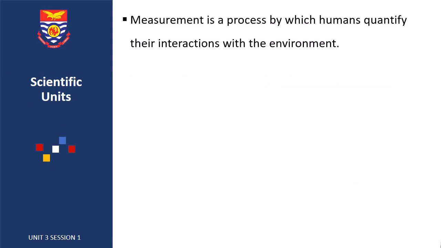And to look at scientific units, we must define what measurement is. Measurement is a process by which humans quantify their interactions with the environment. So how we quantify our interaction with the environment is what is termed measurement.